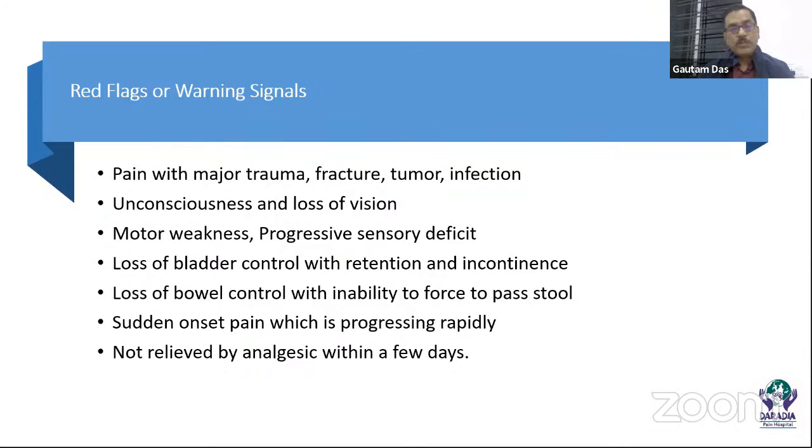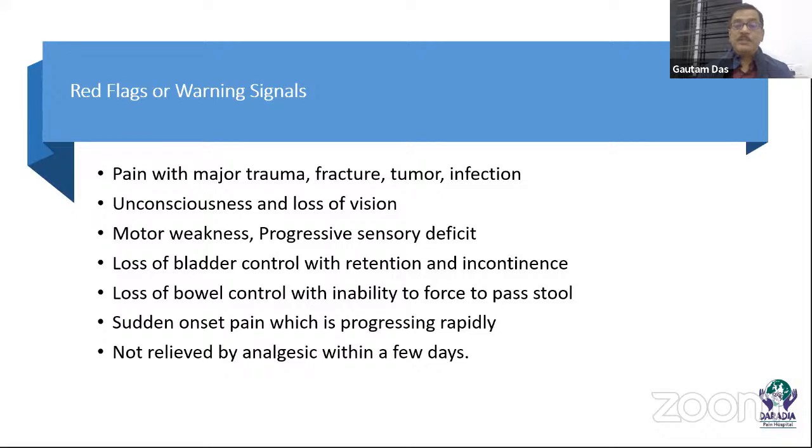Now the important area we are discussing is the red flags or warning signals. As I told you, the red flags and warning signals differ in different kinds of pain, but there is a common list, which is almost applicable everywhere. One is if the pain is after a major trauma, an accident, or if you suspect a fracture, or a tumor, or the patient has a history of cancer, or if you suspect infection, like the patient having fever. This kind of history is always a red flag.